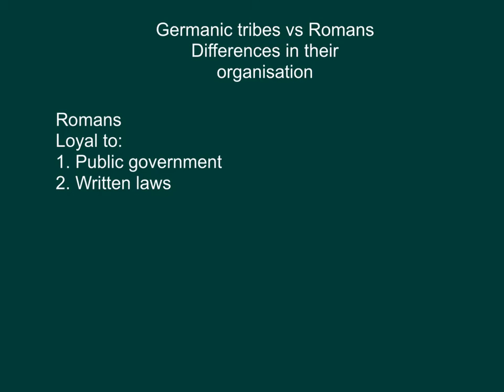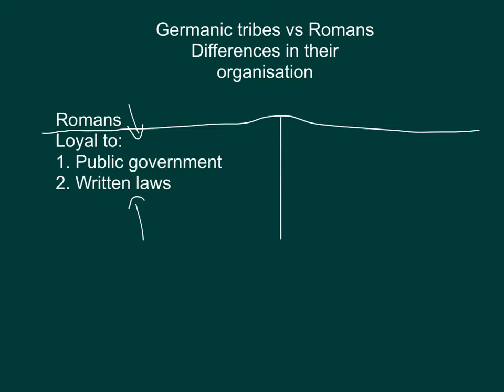So you should be able to see in your notebook that under the Roman section you have that they are loyal to two things: public government and written laws. Now what does that mean? Hopefully you remember that the Romans had an empire and an emperor that ruled for them, and normal everyday citizens were loyal to that emperor. Obviously, each individual person can have their own disagreements or opinions, but in general, society functioned because everybody knew the laws that were written down and abided by them, and everybody respected and was loyal to the emperor and his government, his governors in different cities, and his administrators.